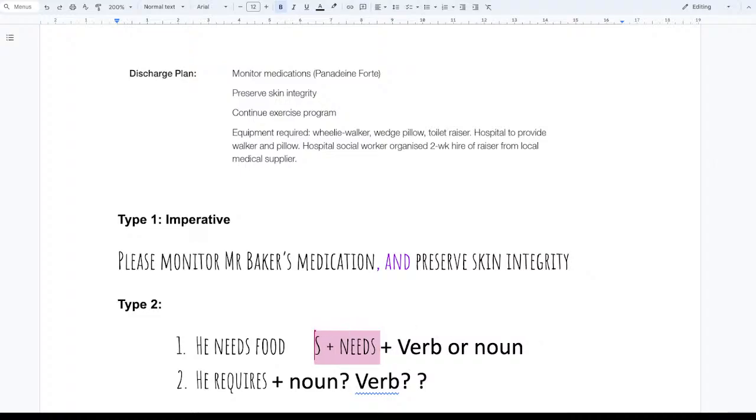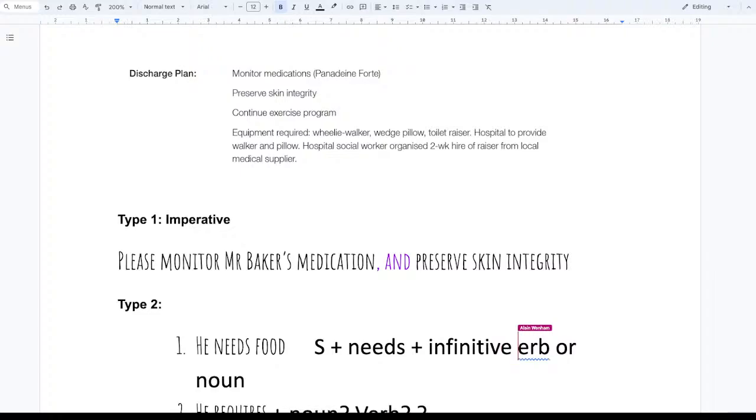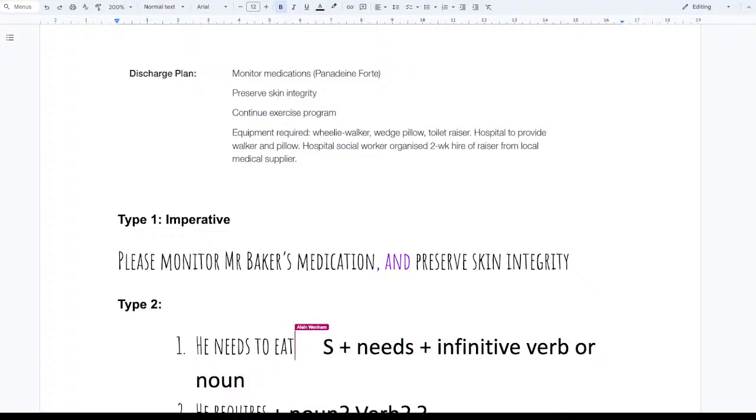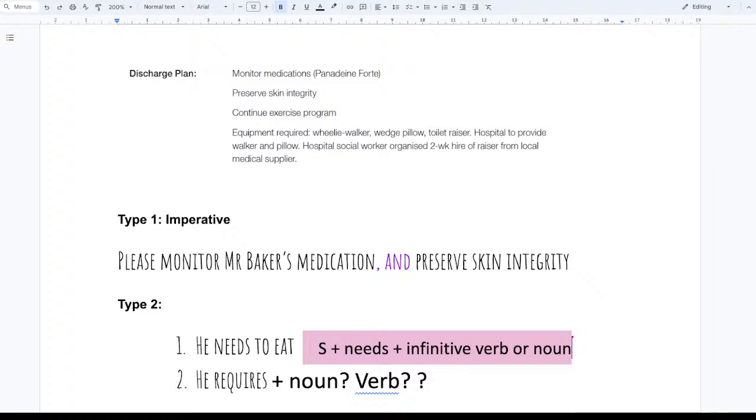Okay? Specifically, the verb we will use would be infinitive verb, okay? And I hope you know what that means. It doesn't really matter. Like, he needs to eat. That's an infinitive. It's called the full infinitive. Full infinitive. Okay? So that's going here.